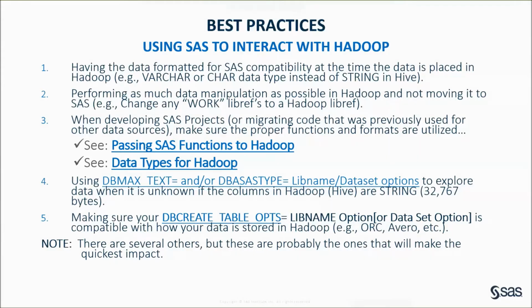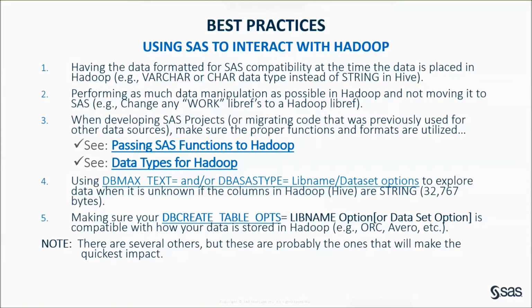These options that can be placed in the LIBNAME statement or the data set options will help mitigate performance issues until those columns can be identified for what they are and reformatted appropriately. Number 5 is making sure that the DBCREATE_TABLE_OPTS is set properly, as this will make your queries run faster and your performance will improve.